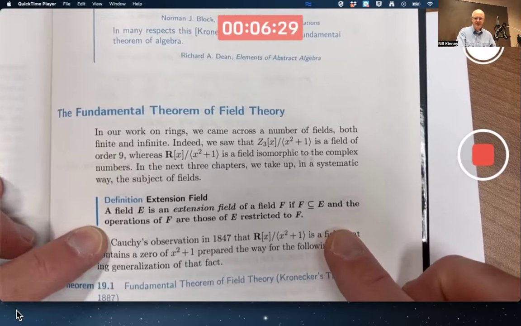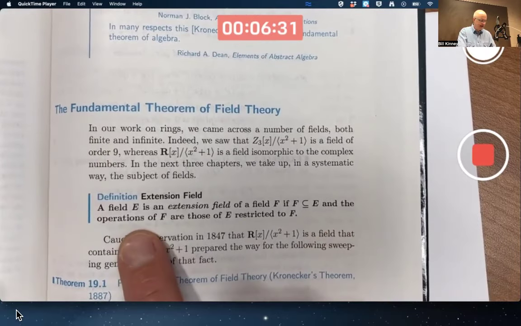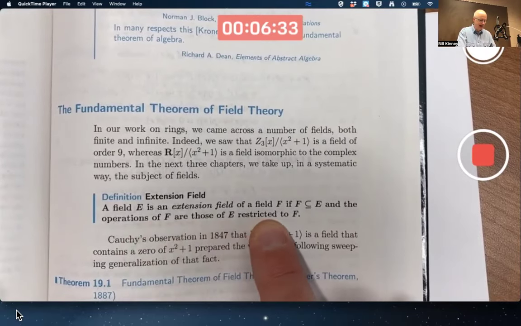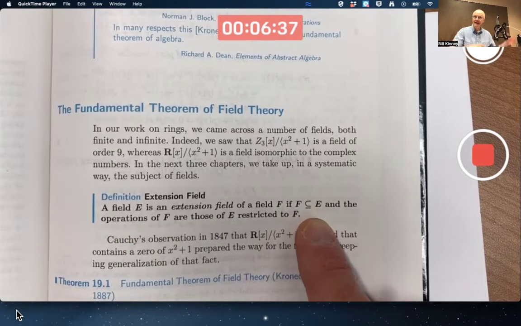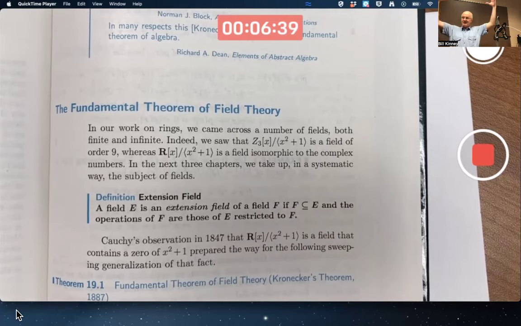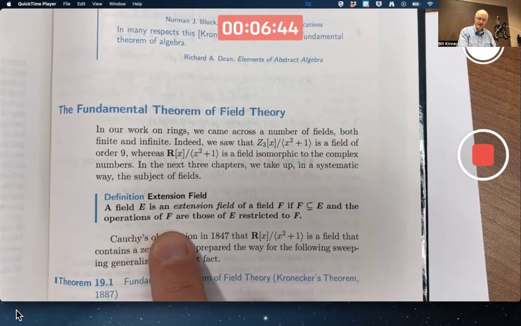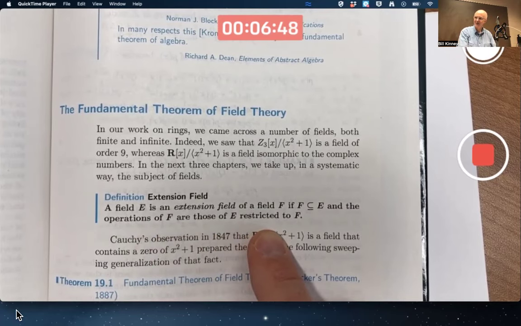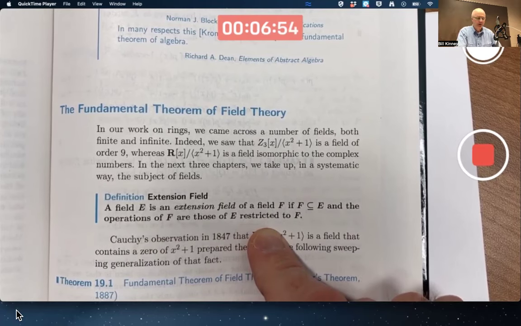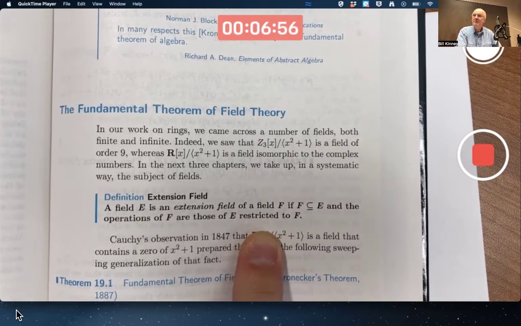First, we have this definition. A field E is an extension field of a field F if, first of all, F is a subset of E. E is the bigger field, the extension field, and the operations of F, the smaller field, are those of E restricted to F. Kind of a convoluted definition. This is equivalent to F being a subfield of E.